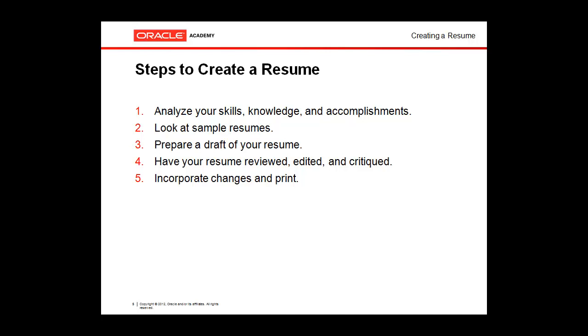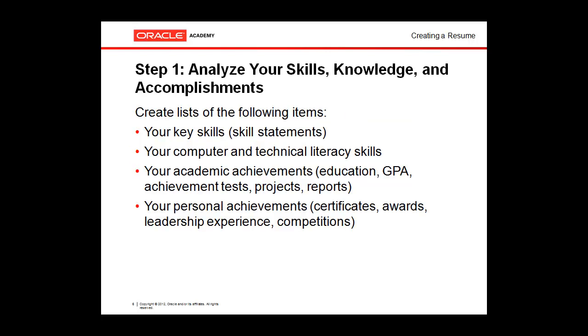To analyze your skills, knowledge, and accomplishments, you will create lists of a few key items. You will list your key skills in the form of statements or sentences that describe what skills you possess. Next, you will list your computer and technical literacy skills. This is followed by your academic achievements, which include schools you attended, certificates, diplomas, or specializations received, your GPA, results of achievement tests, and notable projects and reports you created that demonstrate your skills. Finally, you will list any personal achievements, such as certificates, awards, leadership experience, results of competitions you participated in, or any other recognitions you have received.